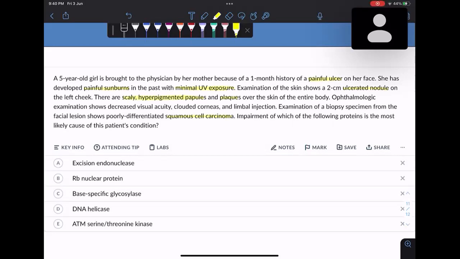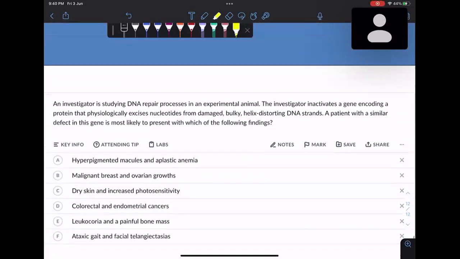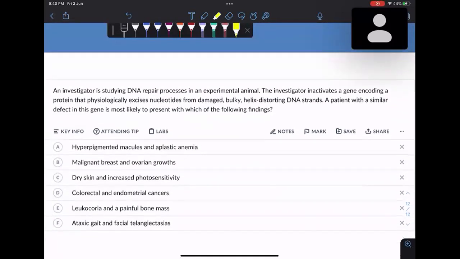As you guys mentioned, excellent, very good. The answer, in fact, is A. Why? Because this is a problem with the excision of the thymine dimers, and so they are not excised, and that's what causes xeroderma pigmentosum. So very good job. Okay, another question.